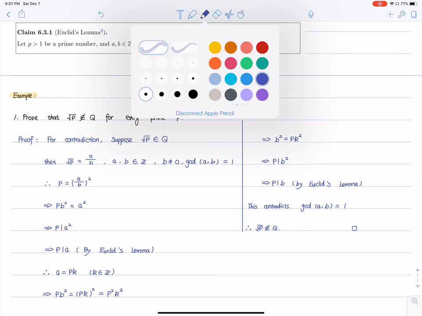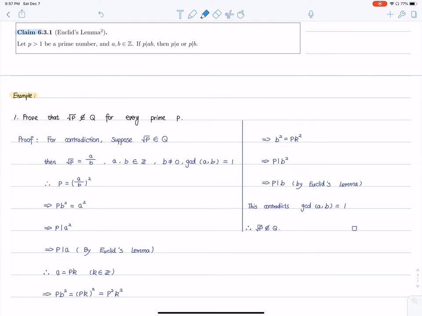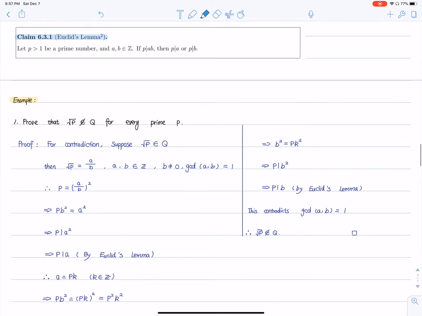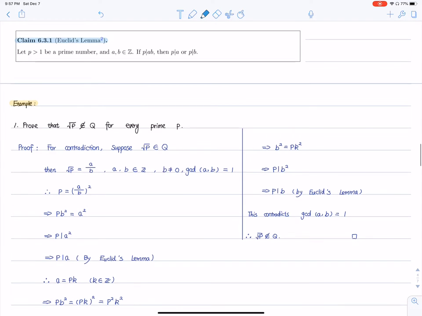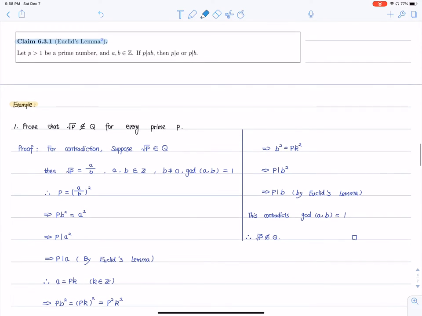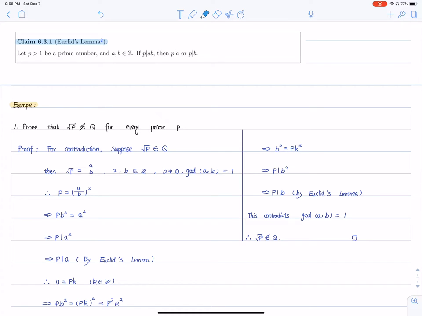Okay, now Euclid's lemma. This is quite important because we can use this to prove the square root of a prime number is not rational. This lemma says that if we have a p greater than 0 that is a prime number, and a and b are integers, and if p divides the product AB, then p divides A or p divides B. This is quite important. Please make sure you know this. And please know that your p has to be a prime number.